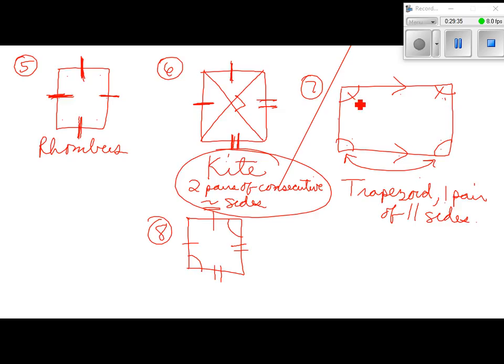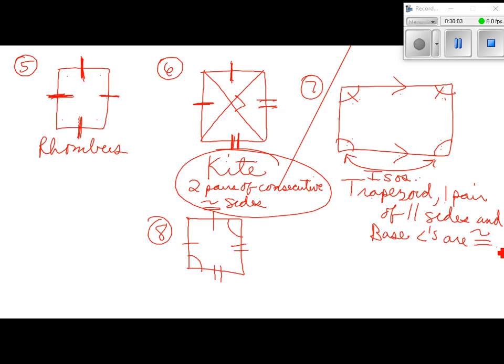Well, if these two angles are congruent and these two angles are congruent and it's a trapezoid, a better name for it is an isosceles trapezoid. And our reason would be it's got one pair of parallel sides and base angles are congruent. The base angles are congruent, so we know it has to be an isosceles trapezoid.